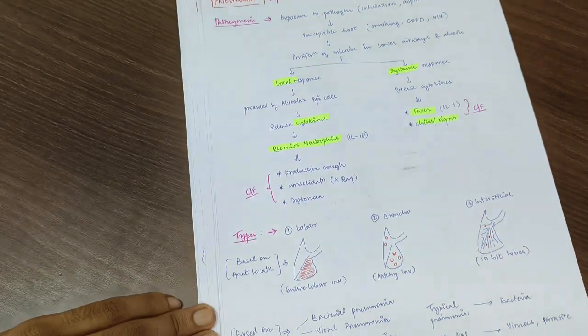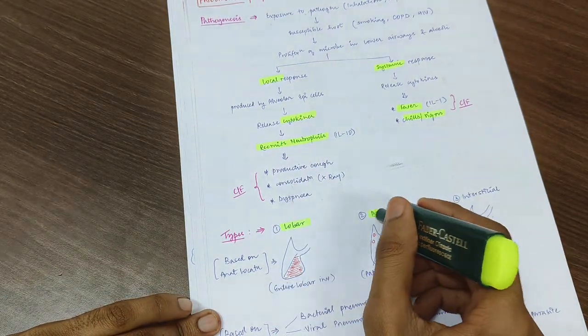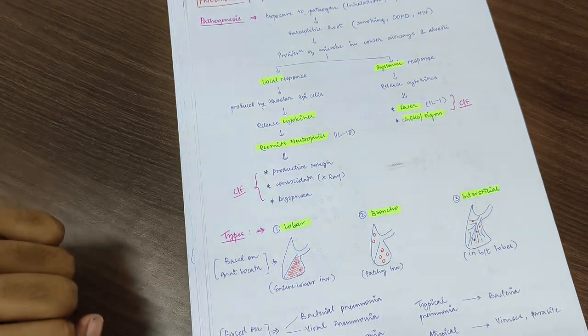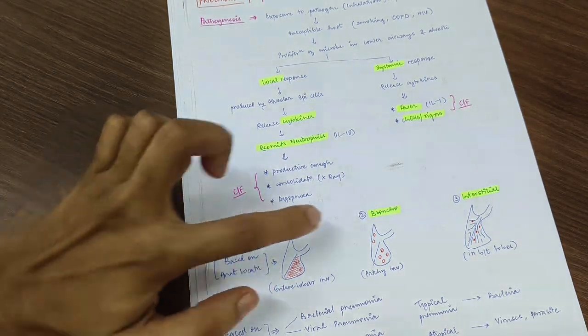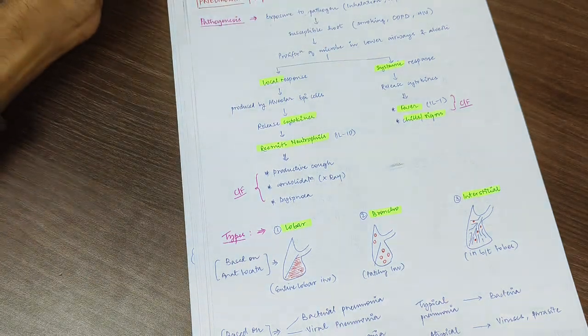Okay. Then the types: lobar pneumonia, bronchopneumonia, and interstitial pneumonia. Based on anatomical location, in lobar pneumonia the entire lobe is involved, in bronchopneumonia a patchy area of the lobe is involved, and in interstitial pneumonia the space in between, called the interstitium, is involved.